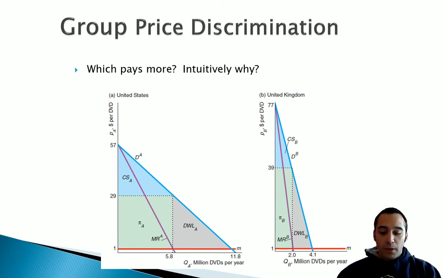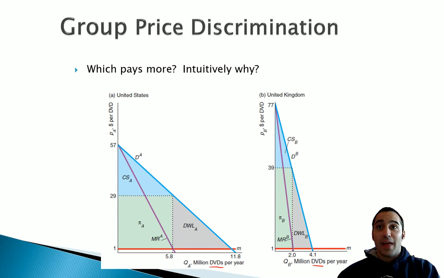So let's look at what's going on graphically. Here we have two markets. Because our textbook is incredibly dated, they love talking about DVDs, even though I've never bought a DVD in the last 5 years. And you'll note that the United States and the United Kingdom have two separate markets for DVDs. And my question is, which group pays more and why intuitively? Think about which group has a higher responsiveness to price and what you would do as the firm.